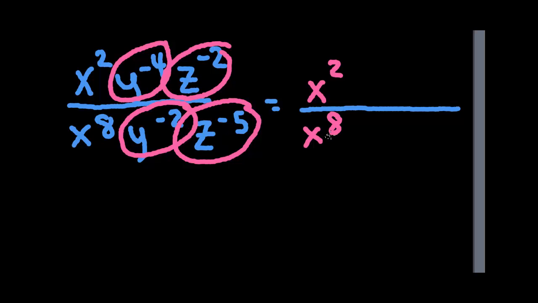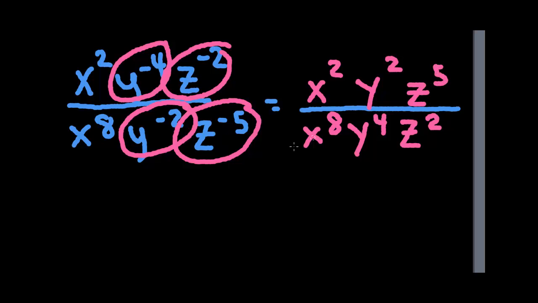So the y to the negative 4 is going to go down. The z to the negative 2 is going to go down. The y to the negative 2 is going to go up. And the z to the negative 5 is going to go up. All right. So now we are ready to simplify.